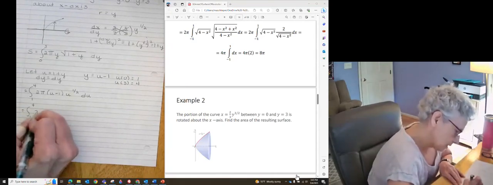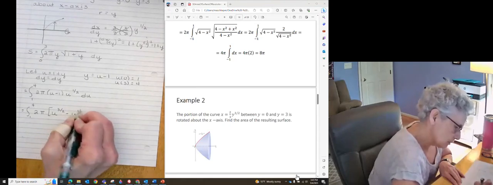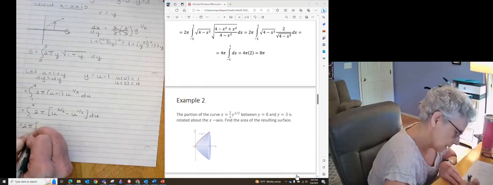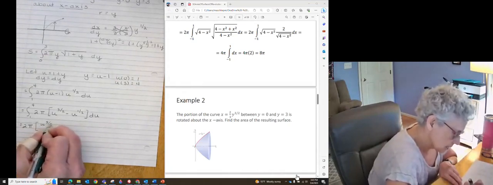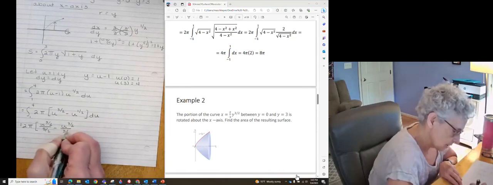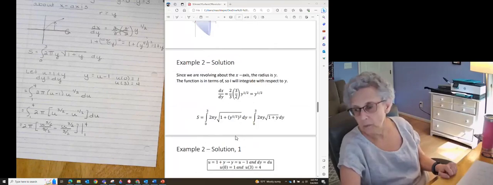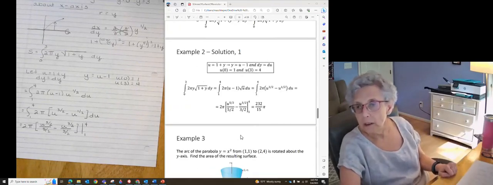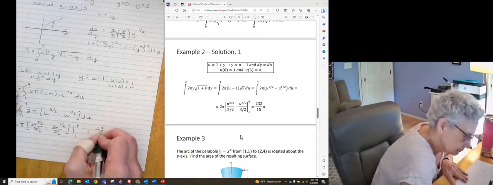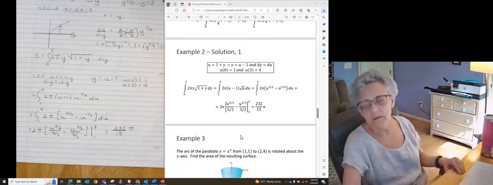Integral from 1 to 4, 2 pi. I have u to the 3/2 minus u to the 1/2 du, 2 pi, add 1 to the exponent, divide by the new exponent, add 1 to the exponent, divide by the new exponent, evaluate from 1 to 4, and you end up with 232 over 15 times pi. That's easy. You just have to plug numbers in.